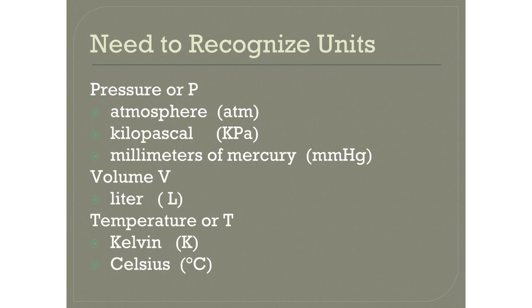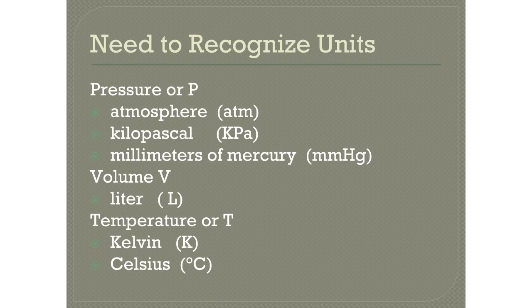If we look at pressure, there's lots of different pressure units. Pressure, we can shorten that by using P, can be in atmospheres, kilopascals, or millimeters of mercury. Those are the three most common. So if you see a number in a problem labeled atm, kPa, or mmHg, that is a pressure unit.